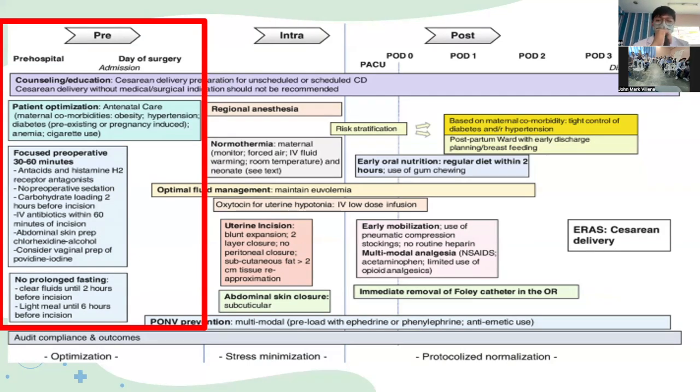So next will be the non-particulate liquid carbohydrate loading. Non-particulate carbohydrate drink up to 2 hours before cesarean delivery. This is usually 45 grams of carbohydrates recommended. One example in the guidelines is the Gatorade, 32 ounce. It consists of 54 grams of carbohydrate. And clear apple juice, 16 ounce. So those are the examples.